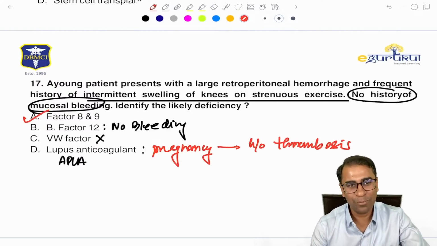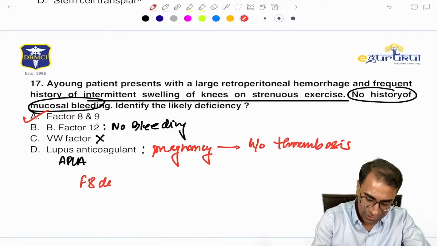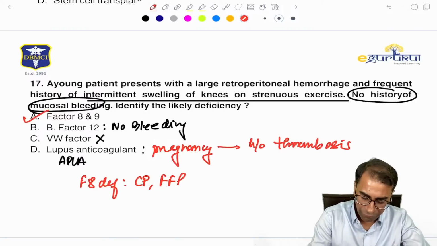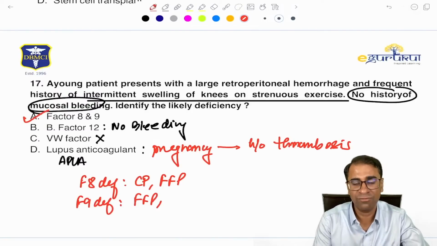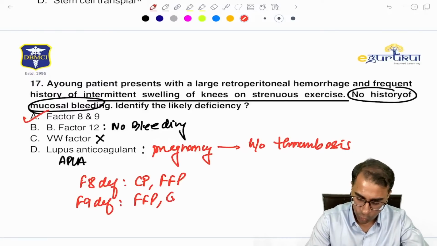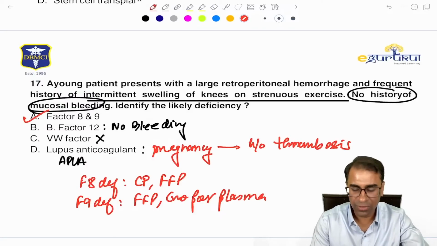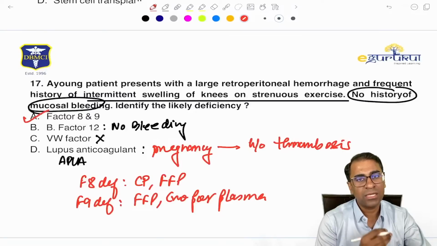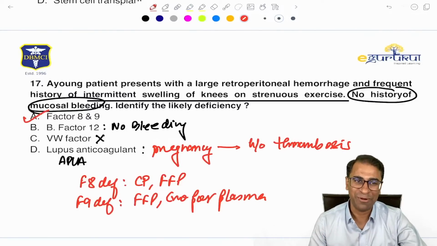Okay? Also remember, for a factor 8 deficiency, we should give the cryoprecipitate and the FFP. For a factor 9 deficiency, we must give only fresh frozen plasma. We cannot give the cryoprecipitate. We can surely give cryo-poor plasma, but we should not give cryoprecipitate, because cryoprecipitate has factor 8, VWF, and also fibrinogen. Okay?